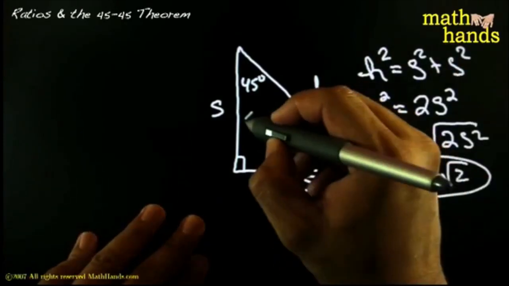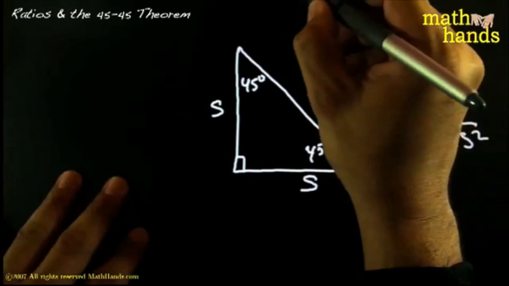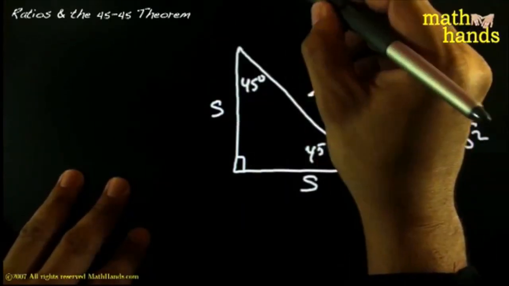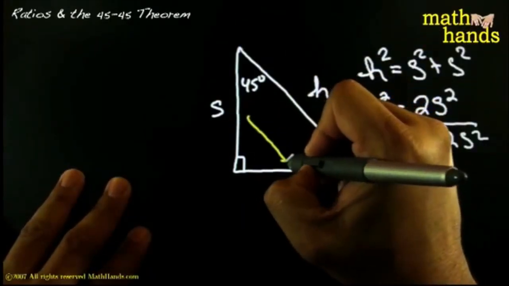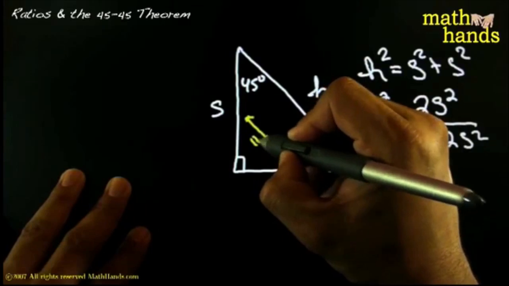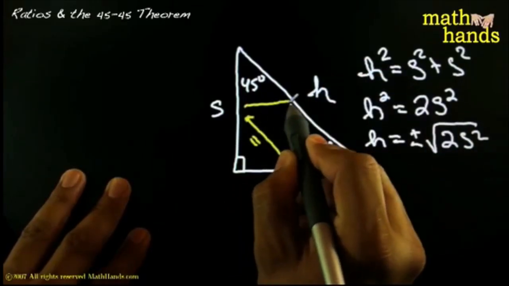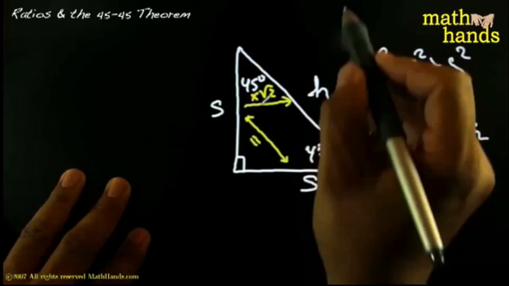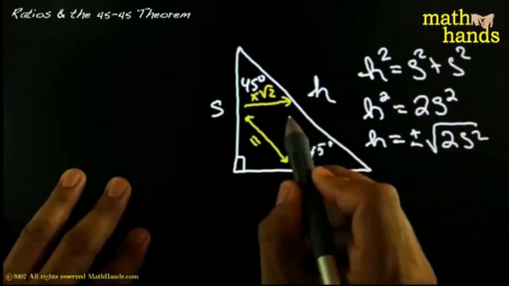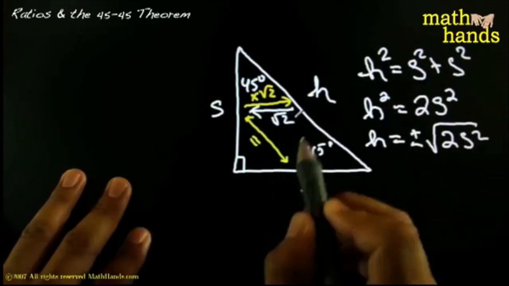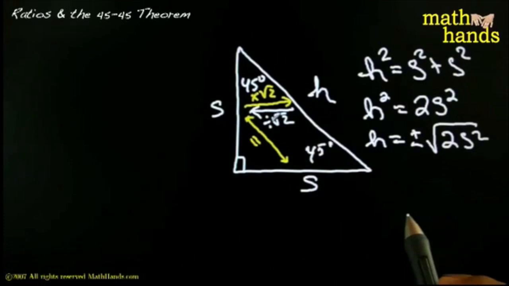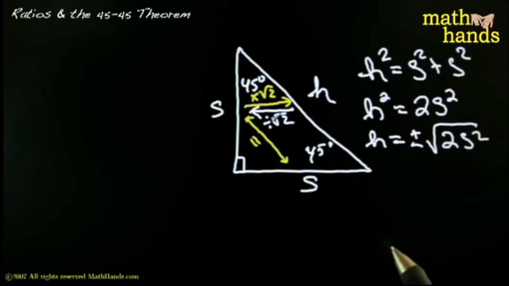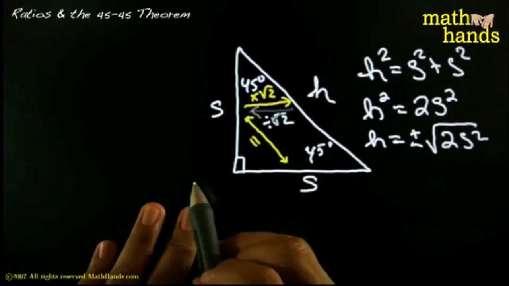gives you this ratio. The ratio is: these two sides are equal, and to go that way, you multiply by the square root of 2. Of course, to come back, you divide by the square root of 2. Okay? It's a 45-45 theorem. Easy, huh?